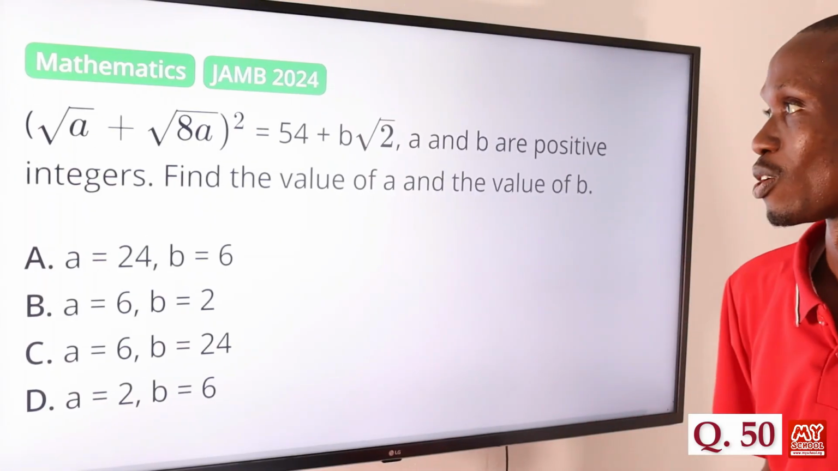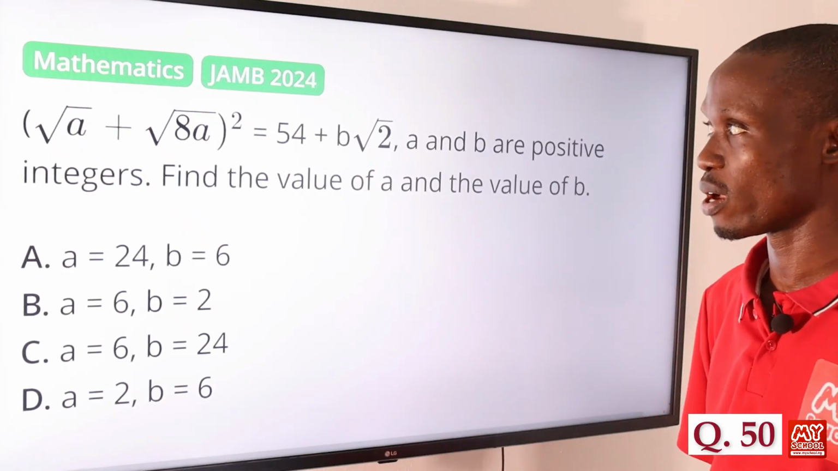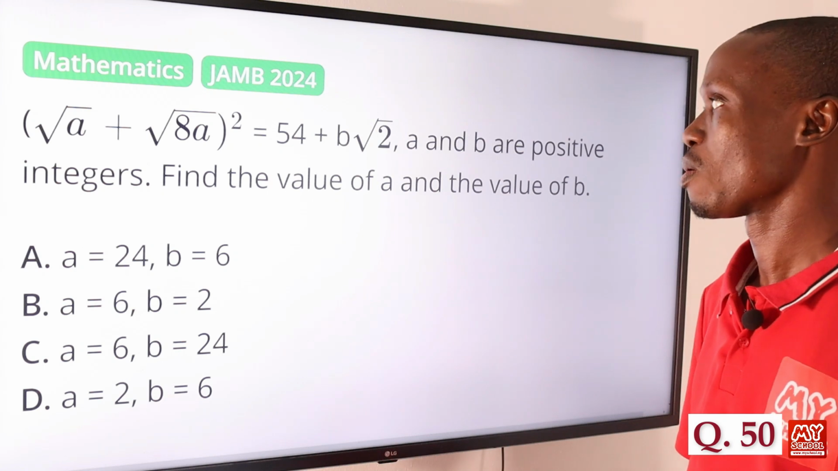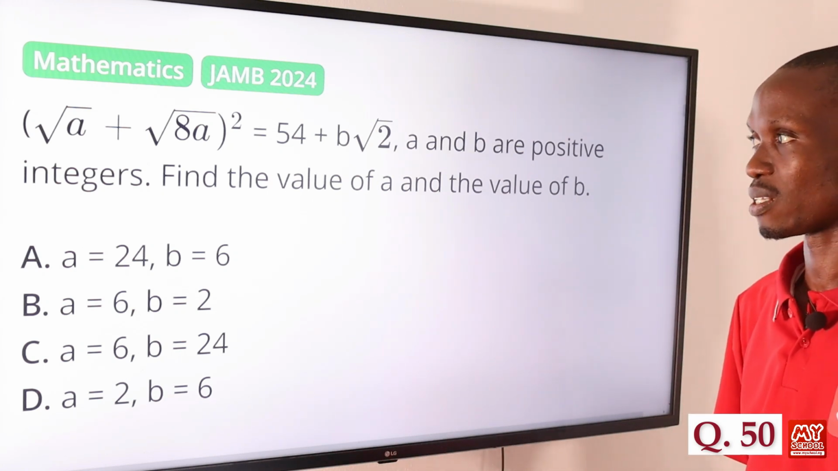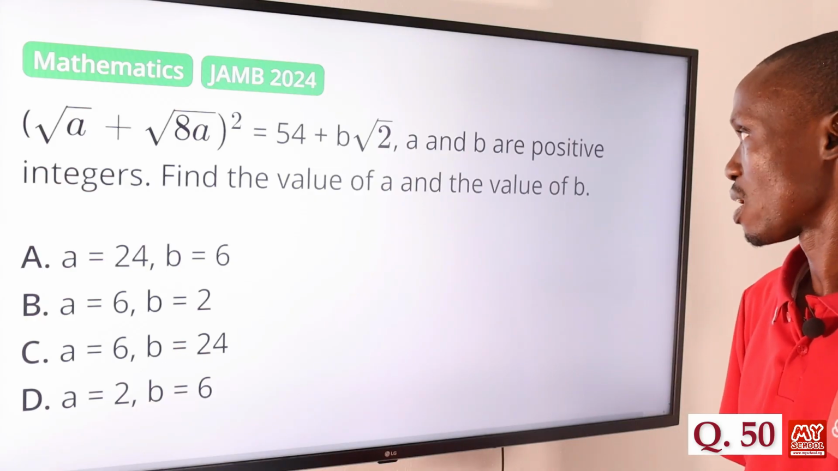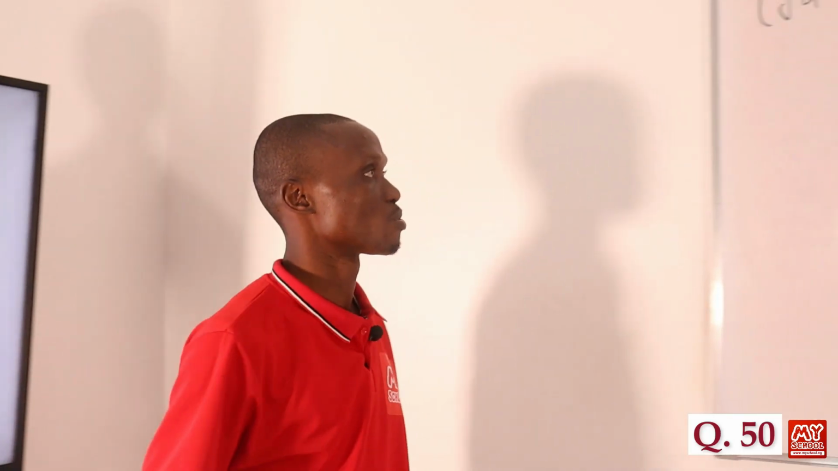Question 50. Root a plus root 8a in bracket squared is equal to 54 plus b root 2. a and b are positive integers. Find the value of a and the value of b. So let's move over to the board to provide answer to this question.